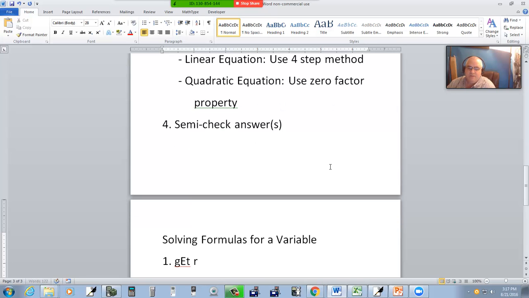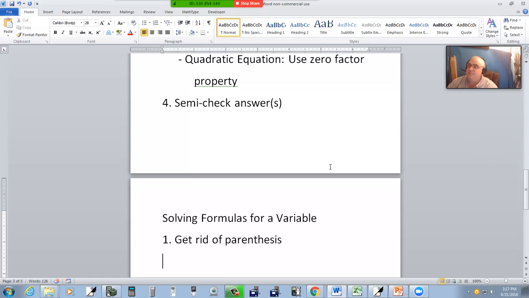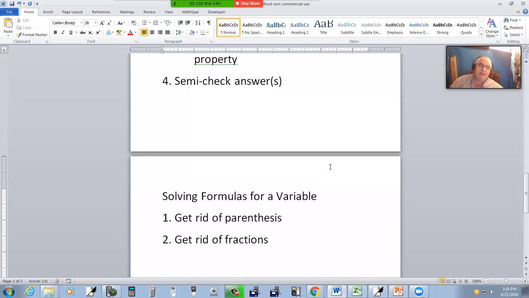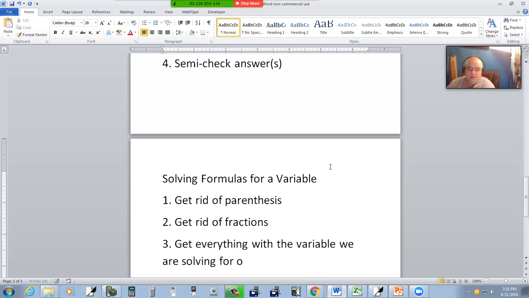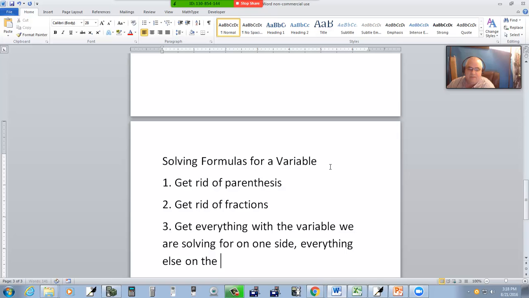Our first step is to get rid of parentheses. Now we do it in the same manner. We use the distributive property. Step 2 is get rid of fractions. And we do that in the same manner. We multiply everything by the LCM of all our denominators. Step 3, get everything with the variable we are solving for on one side, everything else on the other side.